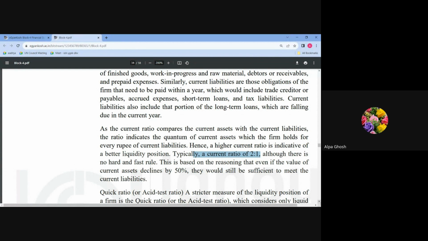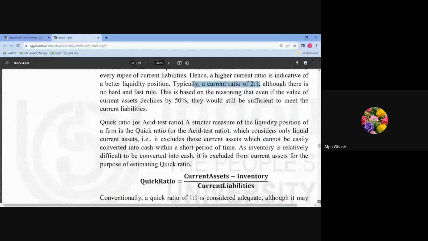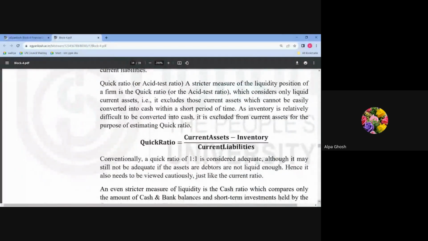The next part of this is quick ratio. Quick ratio is also known as acid ratio, and I told you that from current assets we cannot realize cash from inventory. Inventory is stock. Inventory gives you cash only when the inventory is sold in the market. And even if inventory is sold at credit, then again you have to wait for another few months or days.